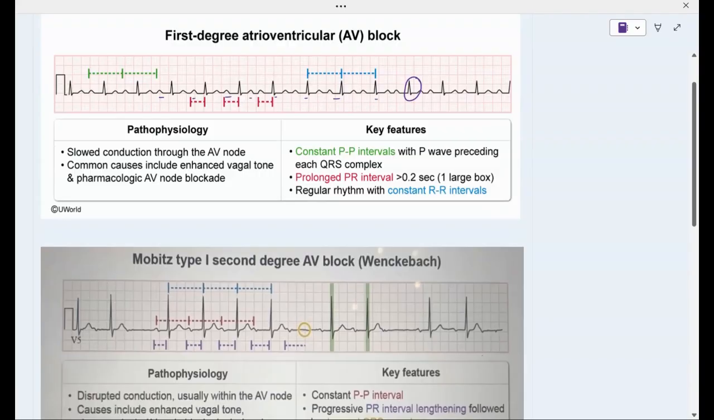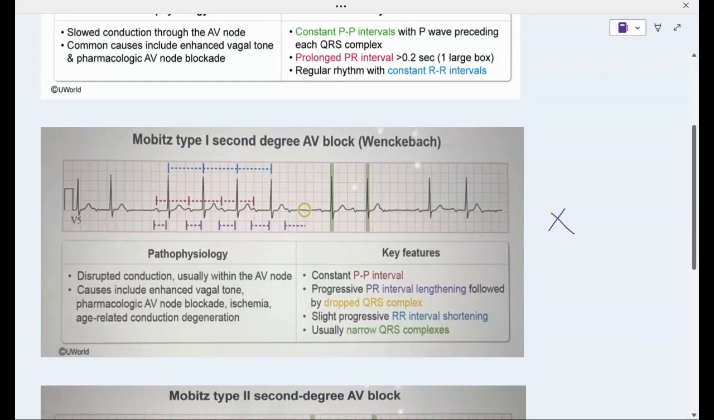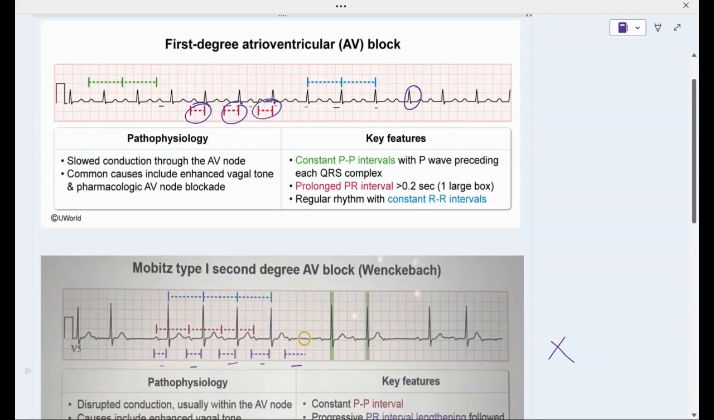Then the second thing which we will see is whether the PR interval is constant. If the PR interval is constant, then Mobitz type 1 is ruled out, because there we have PR lengthening till the QRS is dropped. So Mobitz type 1 is ruled out. So either it is first degree or it is type 2.